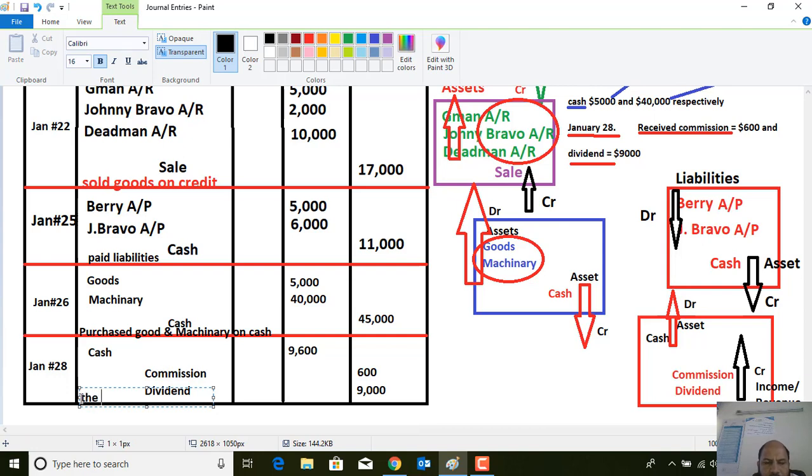So dear students, now we will write down a small description for it. The company received commission and dividend. So this is a short explanation for this transaction.